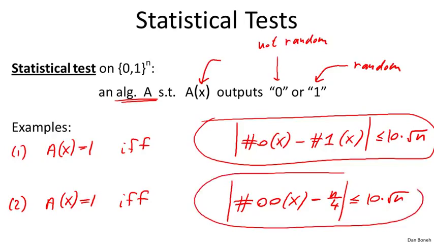Okay, so here are 2 examples of statistical tests that basically, for random strings, will output 1 with very high probability. But for strings that don't look random, for example, think of the all 0 string, neither one of these tests will output 1. And in fact, the all 0 string does not look random.